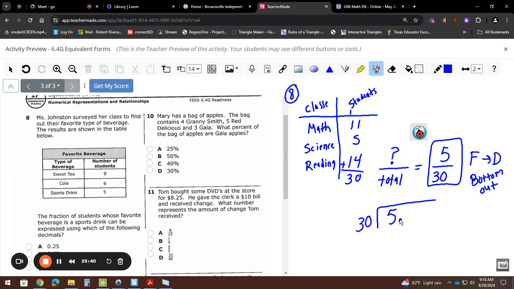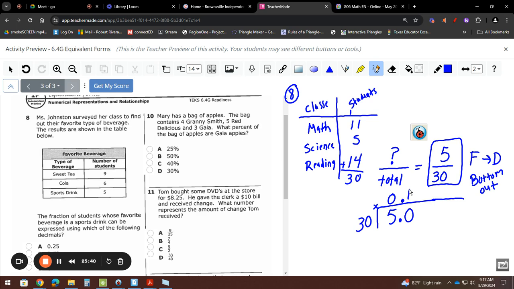Put your decimal point quickly. When we're doing bottom out, we're going from fraction to decimal. We put the decimal point, and 5 is not enough. Add a 0. You keep on adding zeros inside the little long division symbol. And now 30 times what?